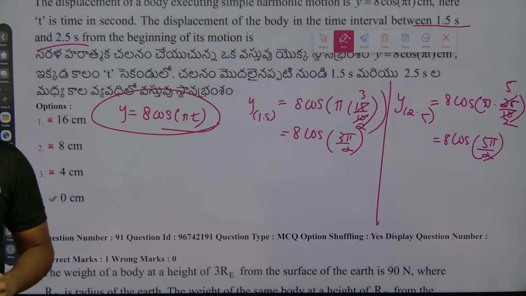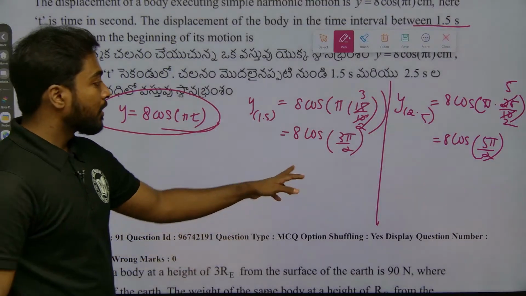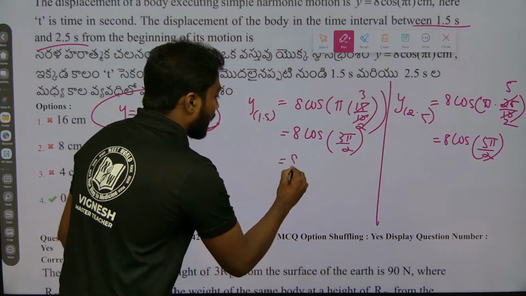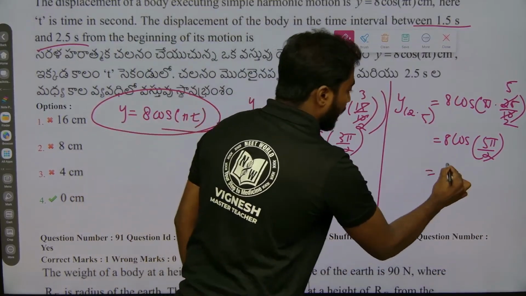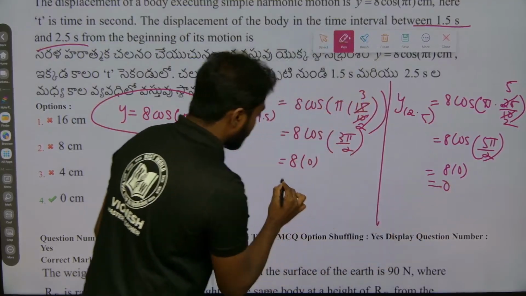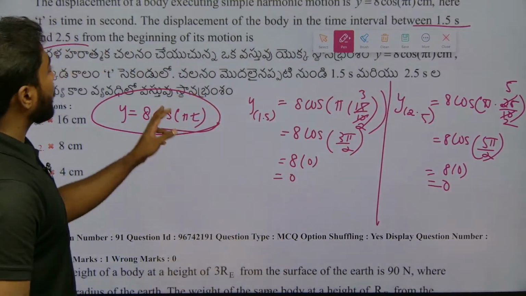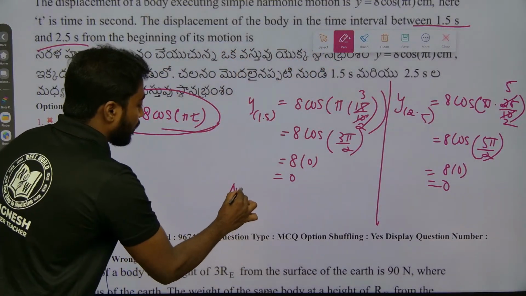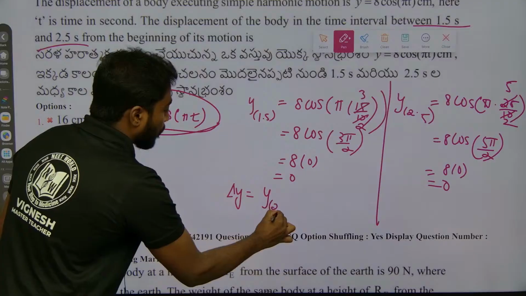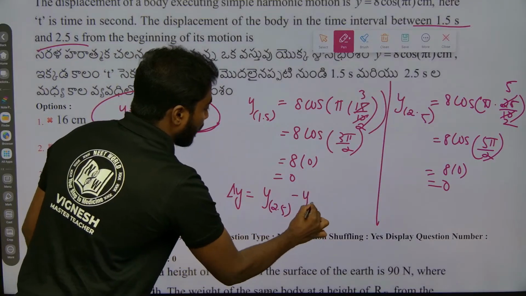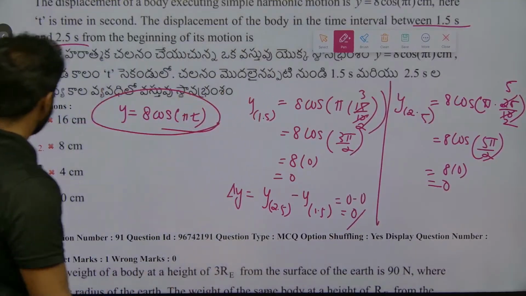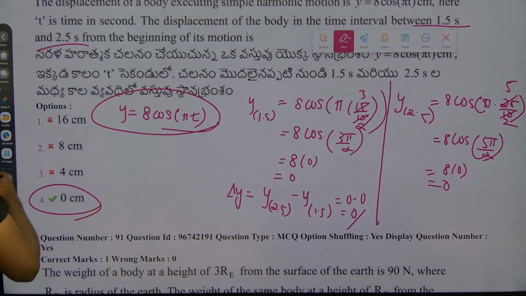Okay, so it is 0 for both. Cos 3 pi by 2, cos 5 pi by 2 is 0 only. So 8 into 0, this is also 8 into 0, which is nothing but 0, right? So what they are asking is the displacement of a body in the time interval. So delta y is equal to y at 2.5 minus y at 1.5, which is nothing but 0 minus 0 is 0. So what is the answer? Yeah, 0 is the answer.